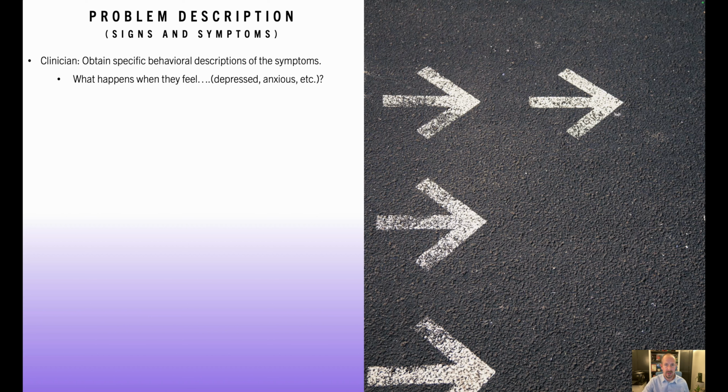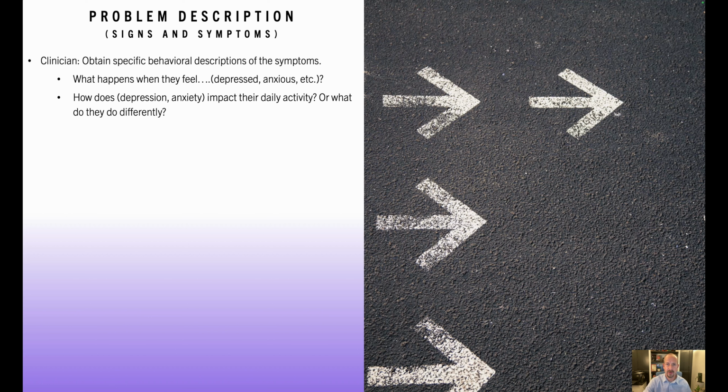Or what happens when you feel anxious? What do you do? What is different? What do you do differently? How does anxiety impact your daily activity? Or what do you do differently when you're depressed than when you're not depressed? All of these descriptions that they're going to tell you will then help you understand exactly what the criteria are for the depression, the anxiety, or the other symptoms that they're describing. So the more behavioral descriptions you can get, the better off your diagnosis and treatment plan is going to be.